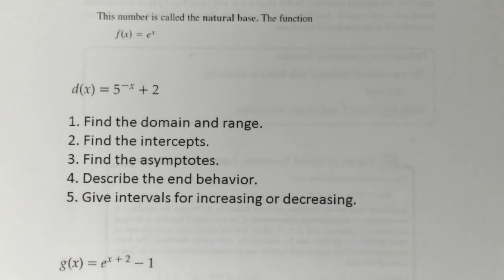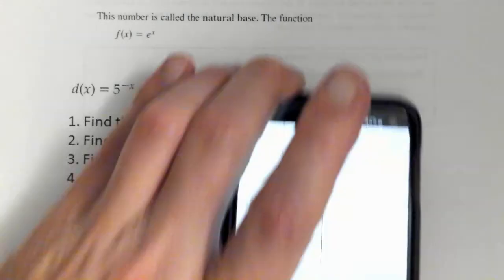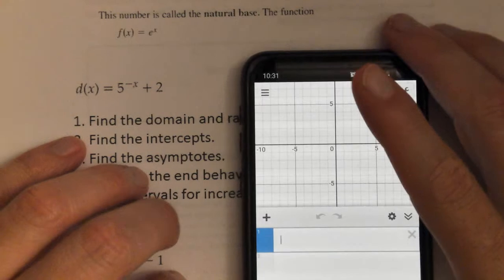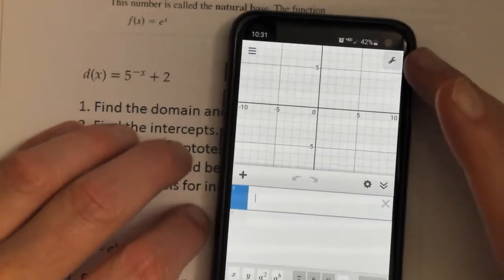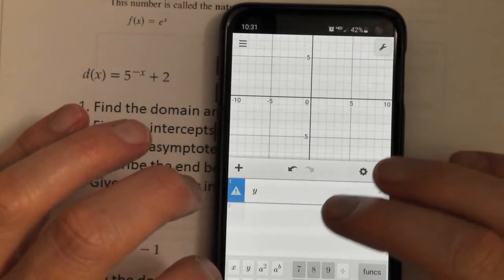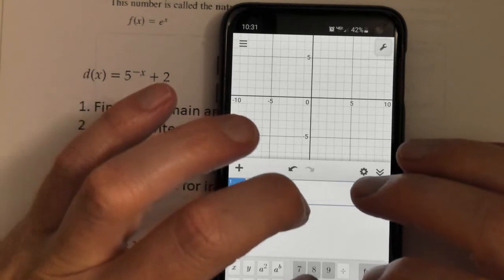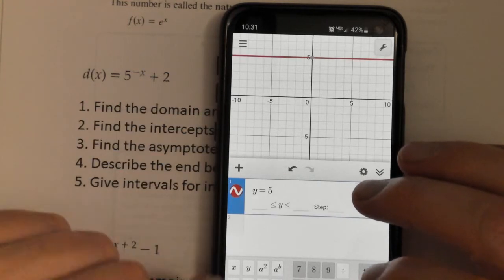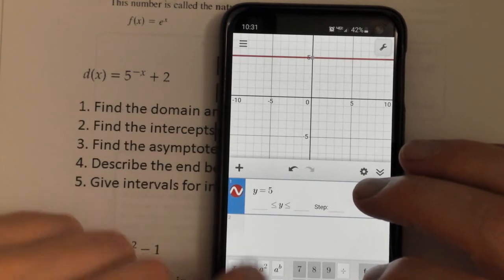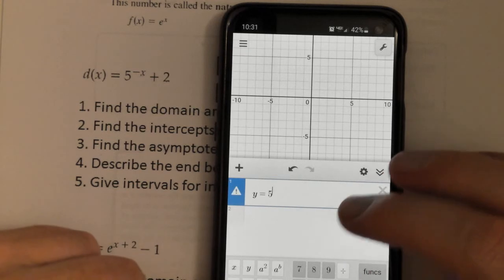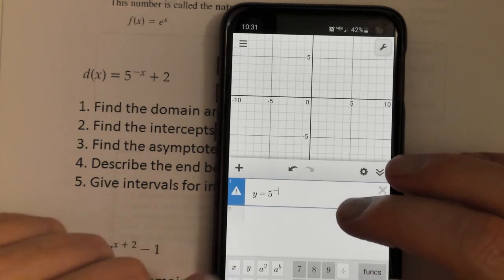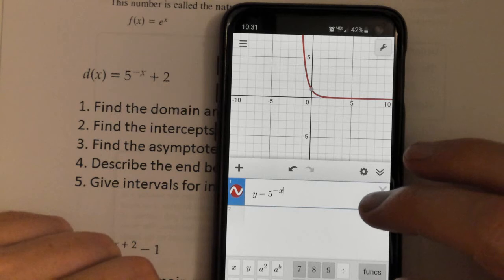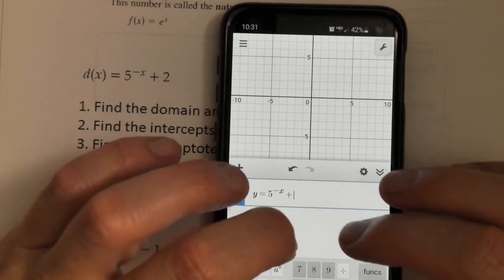Okay? All right. So again, the best way to get all of these characteristics, I would say, is from the graph. And so let's graph this function and see what it gives me. So I will go y equals 5. 5 is my base. I want to raise it now to the negative x power. Come out of it, plus 2. And so there's my graph.